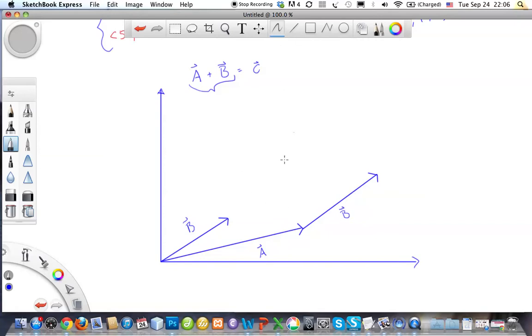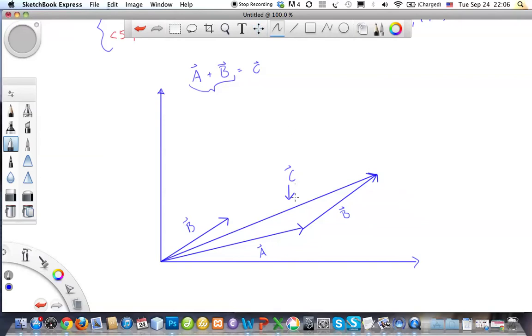Now, since I added these two vectors together, the resultant is going to be visually this vector. So from the origin to the head of vector B from vector A will give me this resultant vector right here. So this is my vector C.